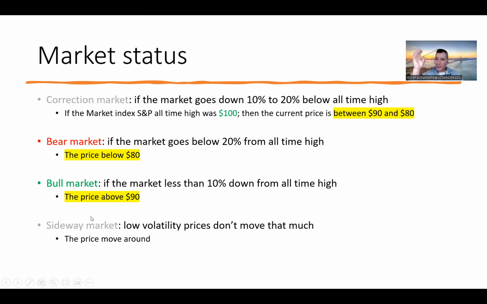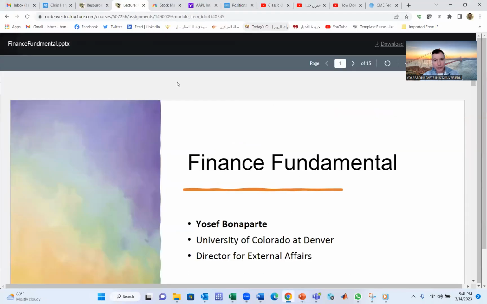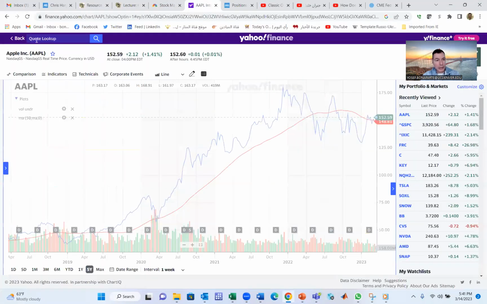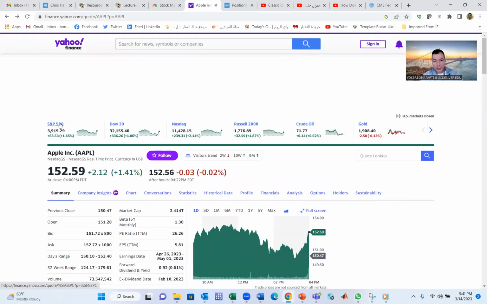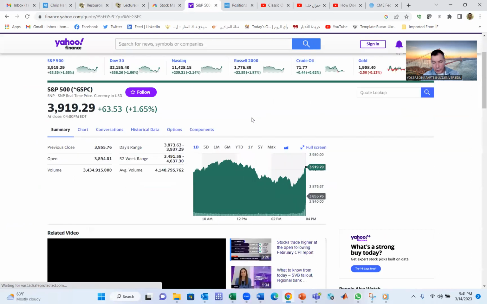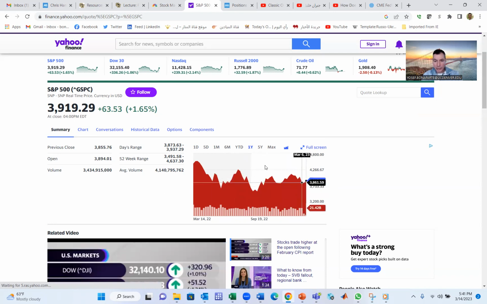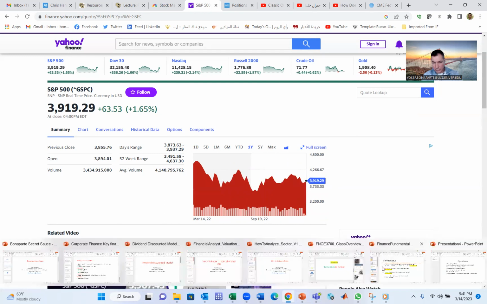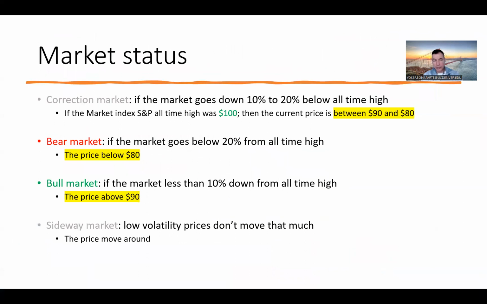A sideways market is low volatility, where the price goes up and down. This has happened, as you can see with the NASDAQ. If you go to Yahoo Finance, for example, and take the S&P over the past year, you will see the S&P is sideways, just going around. There are some ups and downs, but it's pretty much flat in the past year. So these are the four states of the market.